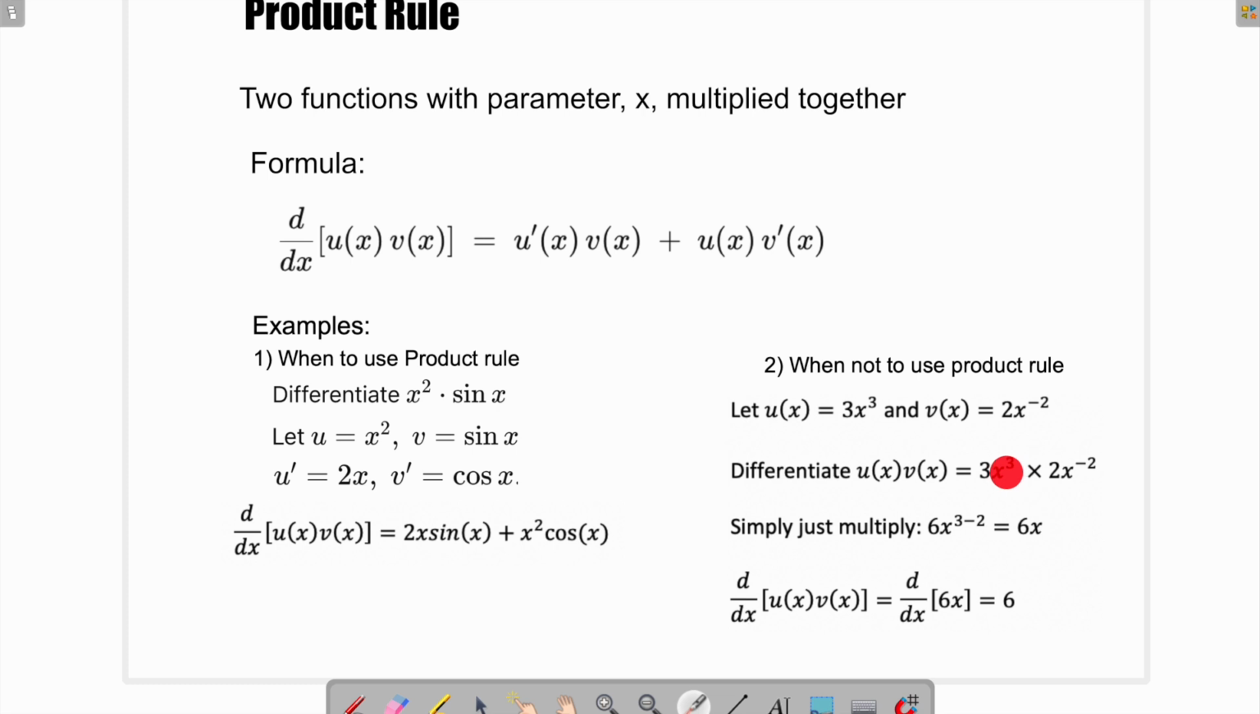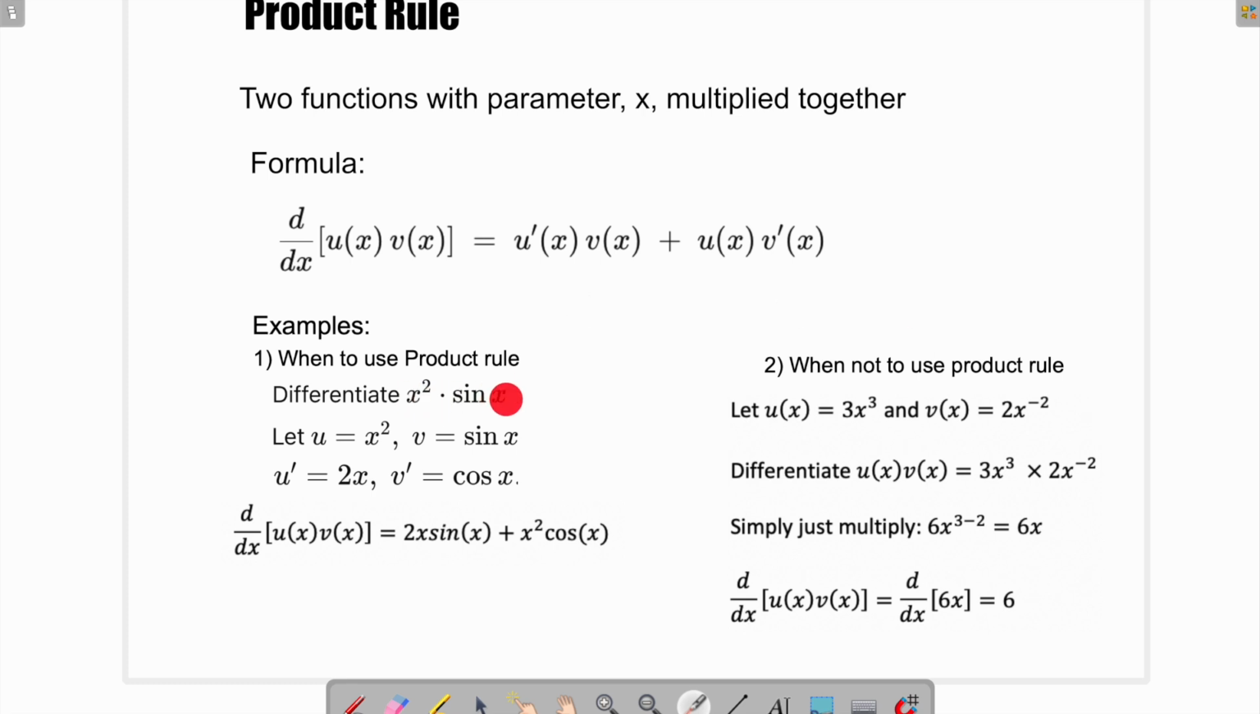Because as we can see here, x cubed times x squared, we can multiply them to make one simple term, and we can just make it into 6x. 3 times 2 is 6. x cubed times x minus 2 is x to the power of 3 minus 2, which is simply 6x to the power of 1. And we can do that straight away. We just drop the x and we get 6. So you can do it in this scenario, but you'd be wasting time. And it's better just to do that.